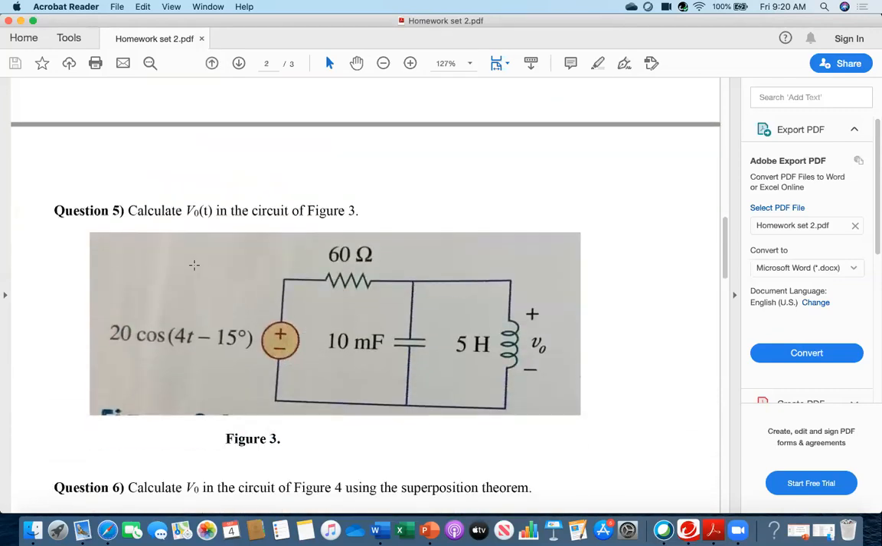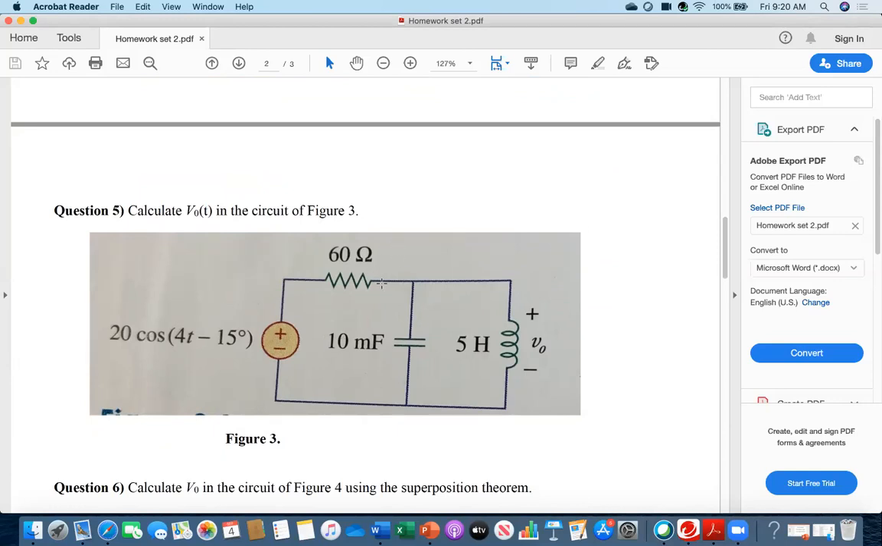Now this one: calculate v0(t) in the circuit of figure 3. So this is the voltage in the time domain. This is the time domain circuit. So the very first task is to convert this circuit into the phasor domain. And then once you do that, what's the voltage across this branch? For this problem, you need the help of the current divider rule.